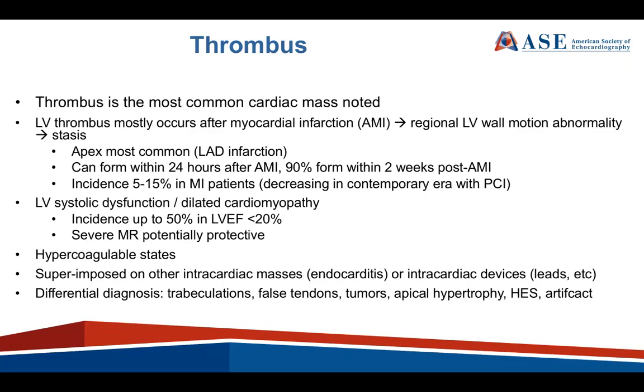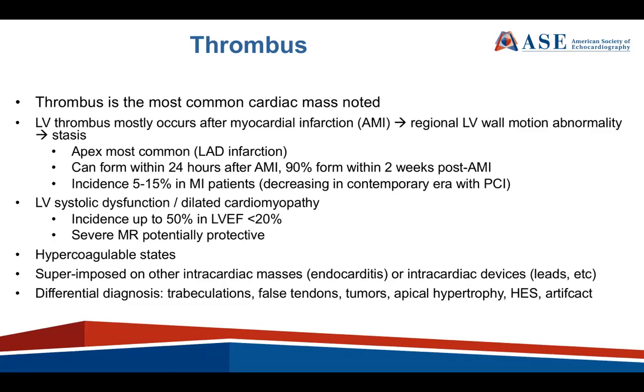When patients have LV systolic dysfunction or dilated cardiomyopathies, again, sometimes you can expose the crypts and the trabeculations, and these are more likely to form thrombi as well. One report suggested the incidence of left ventricular thrombus is up to 50% in patients with severely depressed ejection fractions, less than 20%. And interestingly, in patients with severe MR in these situations, it might actually be protective and not allow thrombus to form within the left ventricle because of all the blood flow in these situations, particularly in the left atrial appendage.